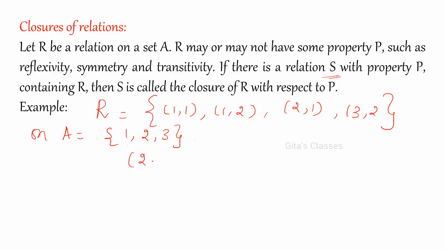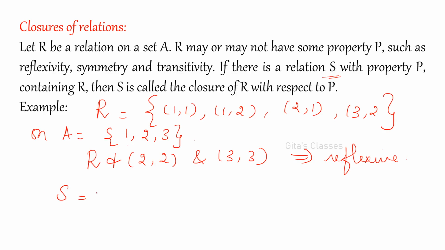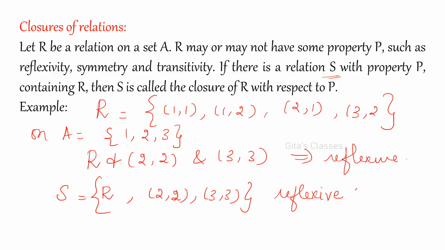If I add (2,2) and (3,3) to the set R, then it will become reflexive. Any relation which contains R and (2,2) and (3,3) will be reflexive. So if you consider S with R and (2,2) and (3,3), it contains R. Now S is called the reflexive closure of R.